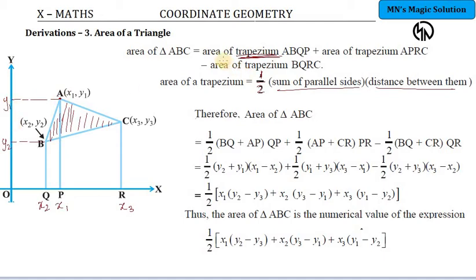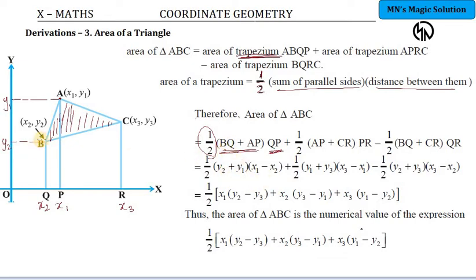Right? So, here in this trapezium, half into the sum of the two parallel sides, I am taking BQ and AP. So, BQ plus AP, into what is the distance between the two parallel sides? It is QP. So, into QP I am taking. I will apply the same for the other two trapeziums as well, with the corresponding x and y coordinates.